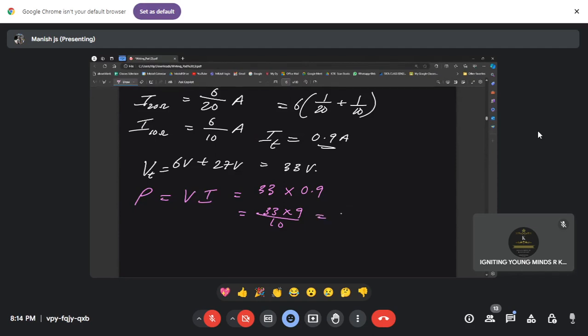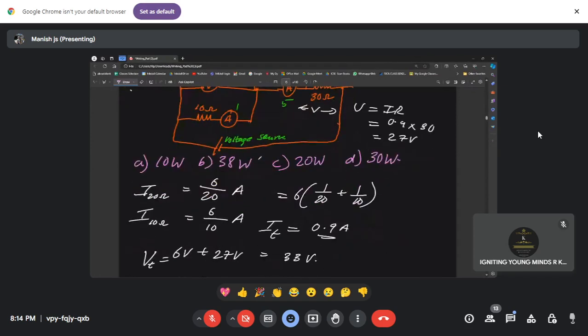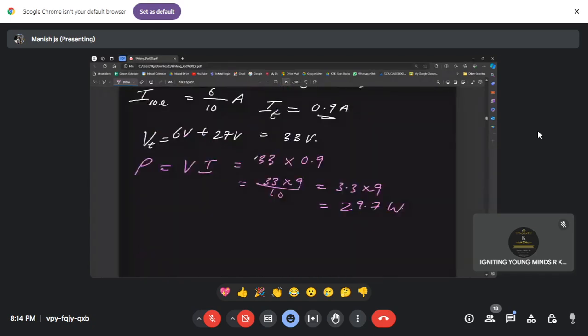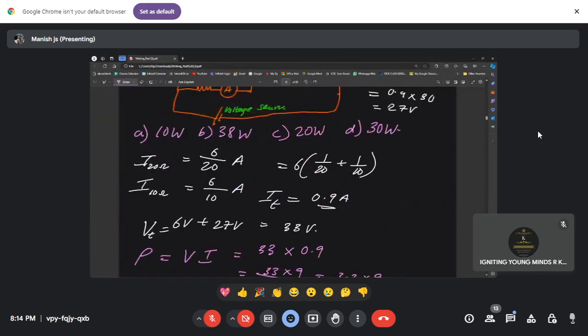3.3 into 9. So how much is 3.3 into 9, children? 297 upon 10, right? So 29.7 you can write. So 29.7 watts. Okay, we got 29.7 watts. Go to the options. Which option is the closest answer? 29.7 means it is approximately 30 watts, right? So it is 30 watts. So the answer is option D here in this case. So option D is your answer.